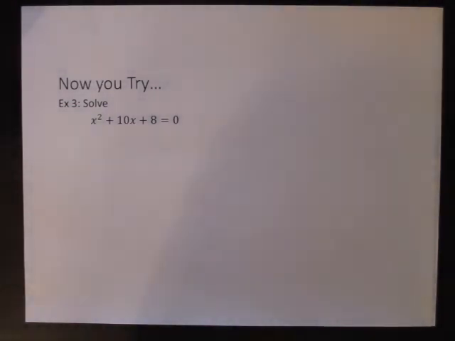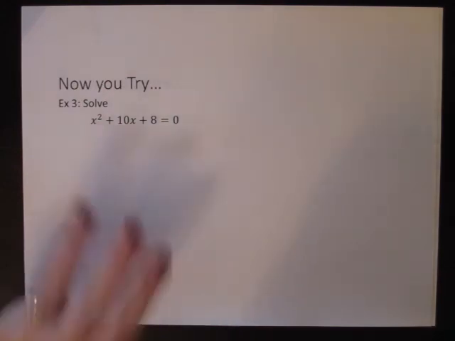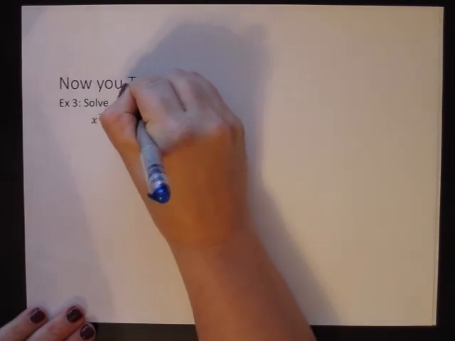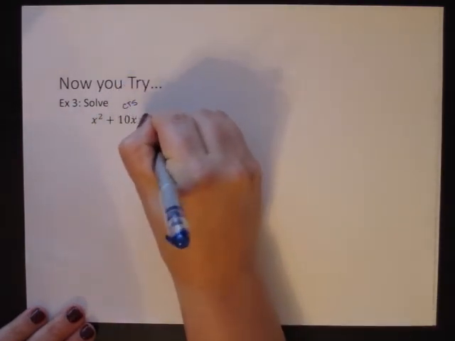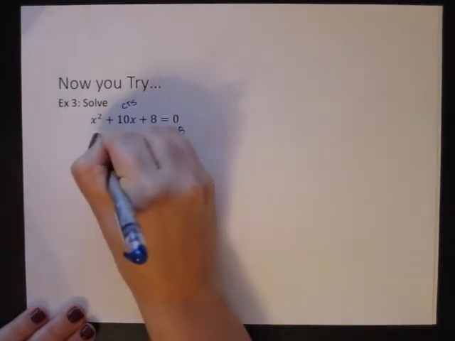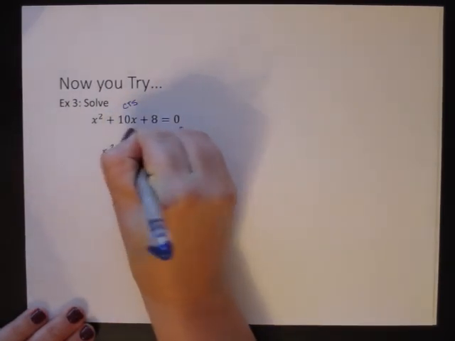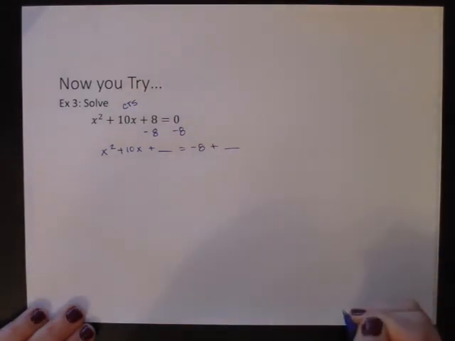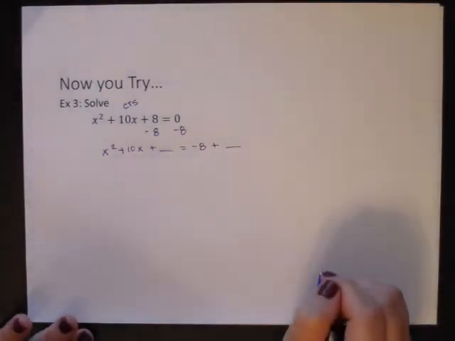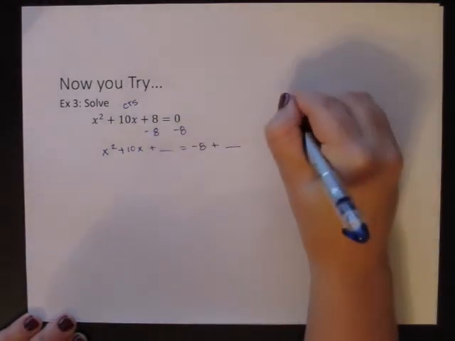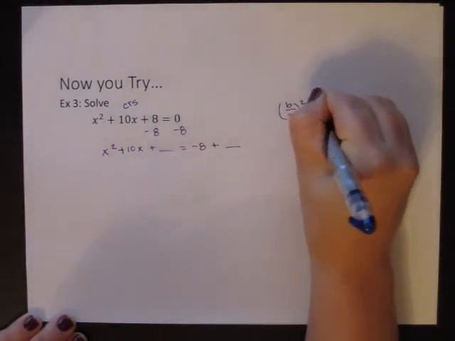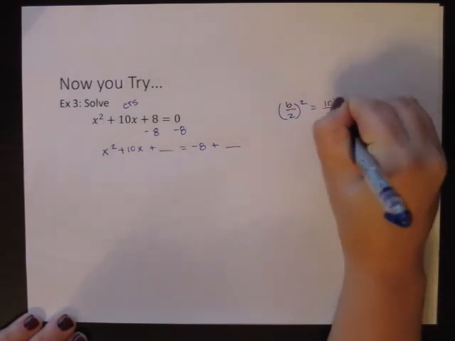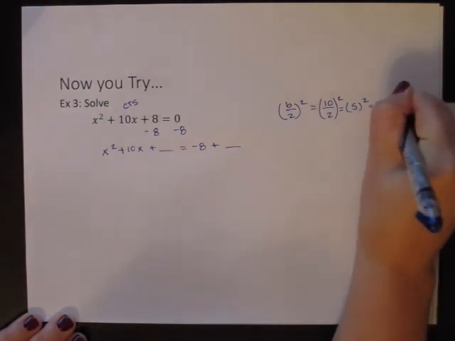Okay, so I have x squared plus 10x plus 8 equals 0. I have 3 terms. My a equals 1, and my b is even, so I can complete the square. First thing I'm going to do is I'm going to subtract my constant on both sides. So I got x squared plus 10x plus blank equals negative 8 plus blank. Next thing that I'm going to do is I'm going to figure out what goes in the blank. So I go b divided by 2 parentheses squared. So positive 10 divided by 2, which is 5 squared, which gives me 25.